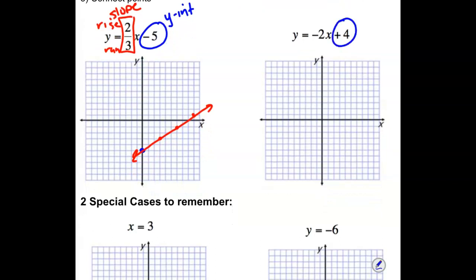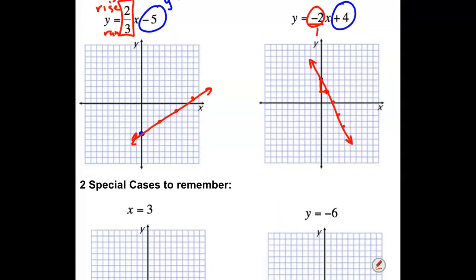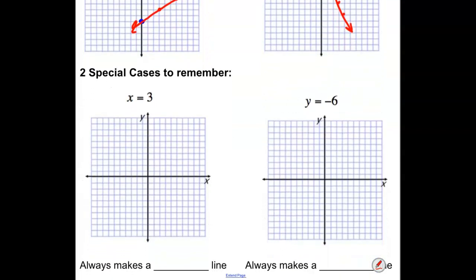Checking, let's see, we have a positive 4 for our y-intercept. So we should have a dot at positive 4. Our slope, though, is negative 2. Think of that as the fraction negative 2 over 1. So we're actually going to go down 2 and over 1 to get our next dot. Down 2 over 1, down 2 right 1, down 2 right 1, and draw our line. And it's always a good idea to double check if our slope was negative, like this one. Our line should be moving downwards from left to right.